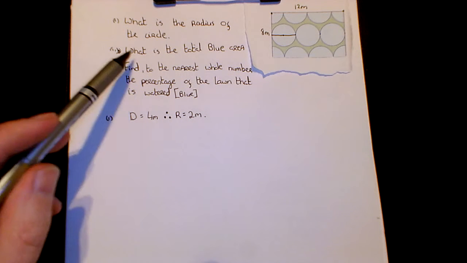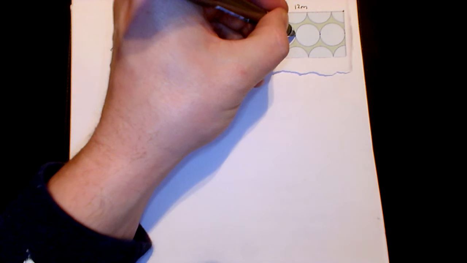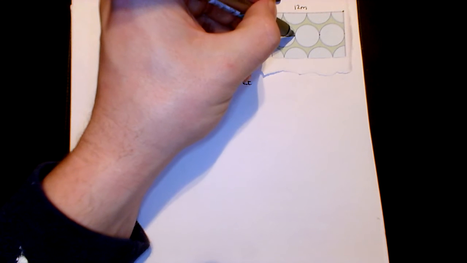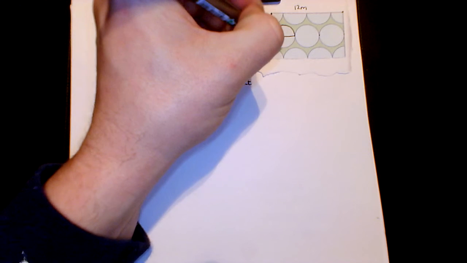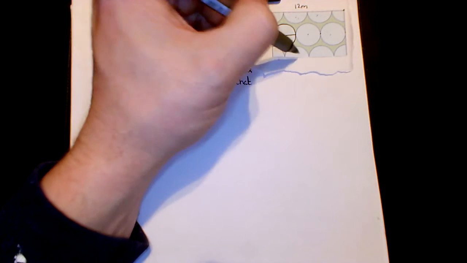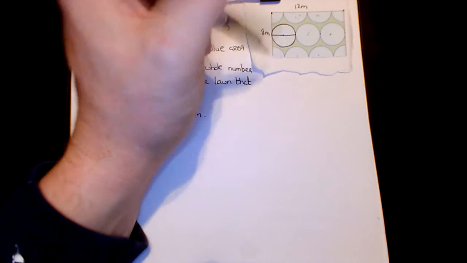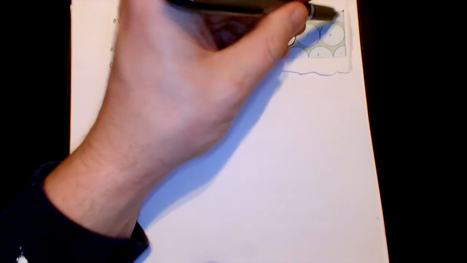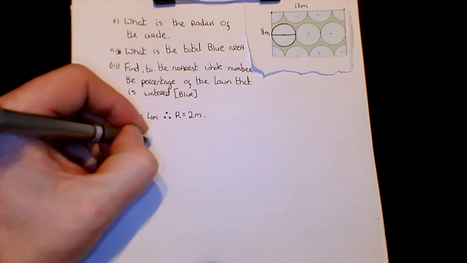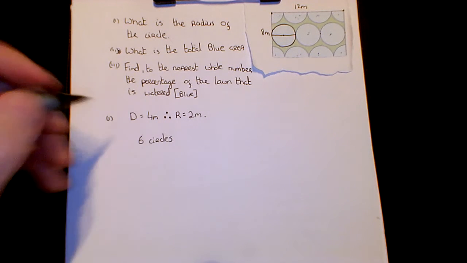Second question. What is the total blue area? Well, let's have a look at this. The total blue area is this circle, and this circle, and this circle. And there are 2 half circles, so that's 1, and another 2 half circles, so that's another 1. So that's 1, 2, 3, 4, 5, and then 4 quarters. So there's 6 circles there. Very important.